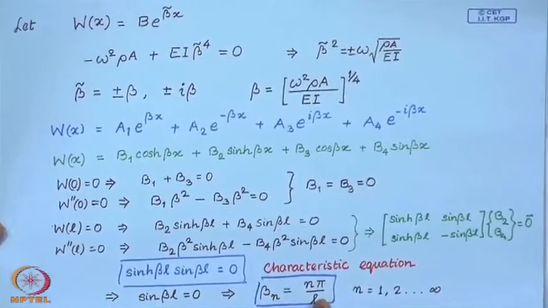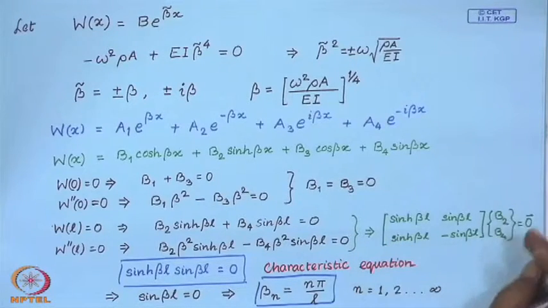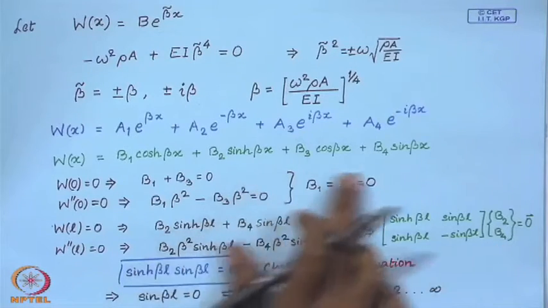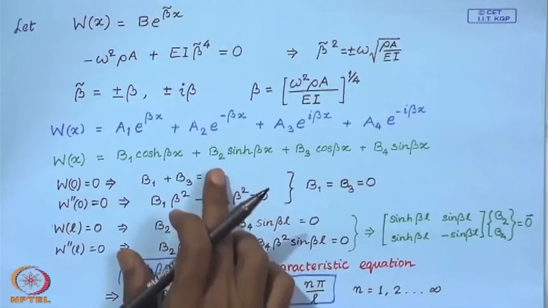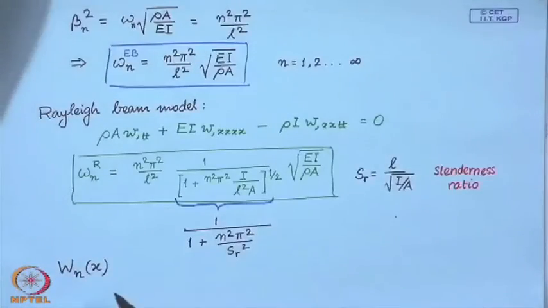So, we have these expressions of beta n, we will put in here and solve for B 2 B 4, then you will find that B 2 must vanish. So, only B 4 can exist. So, therefore, the eigen functions will all be the sine functions.